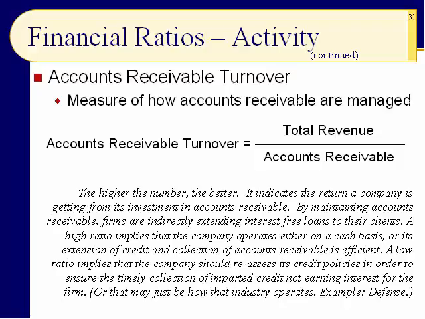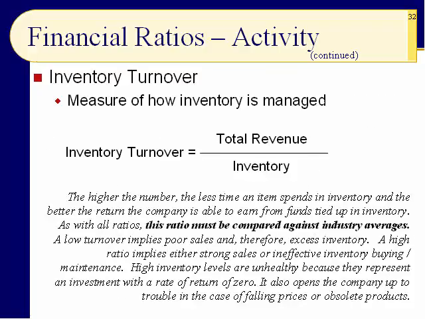All right, slide number 32, inventory turnover. Same idea, but instead of using our accounts receivable, we use the inventory. And of course, the higher the number, the better. The less time an item spends in inventory, the better the return the company is able to earn from the funds tied up in inventory. As with all ratios, just a reminder, we must compare it against industry averages. A low turnover implies poor sales and therefore excess inventory.